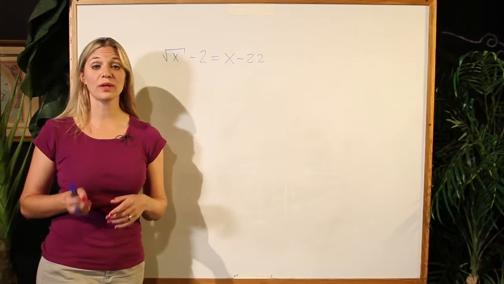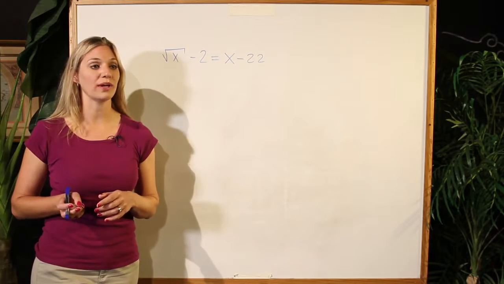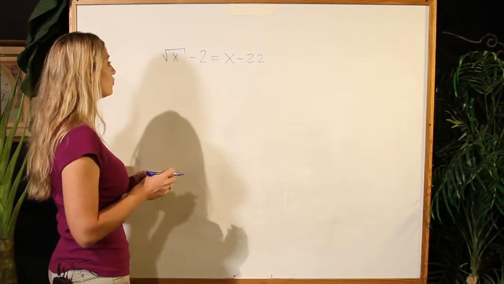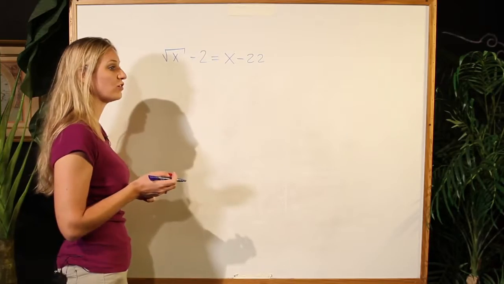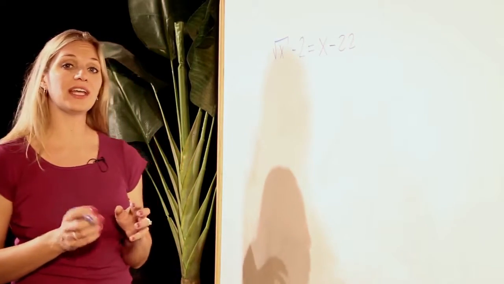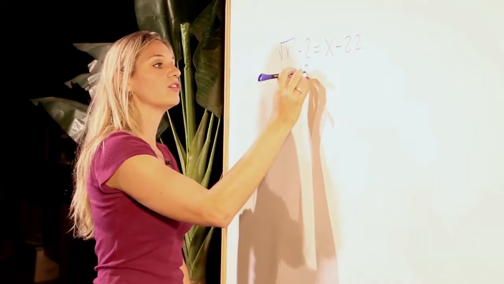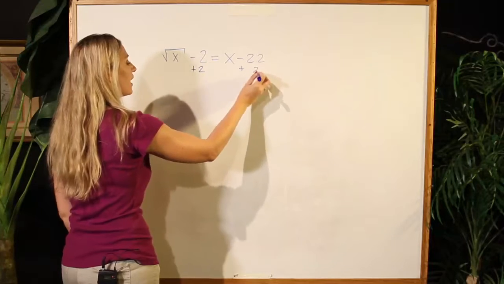In this exercise, we are going to solve a radical equation. We are given the following equation: the square root of x minus 2 is equal to x minus 22. We will begin by isolating the radical on one side of the equation. Thus, we will add 2 to both sides.